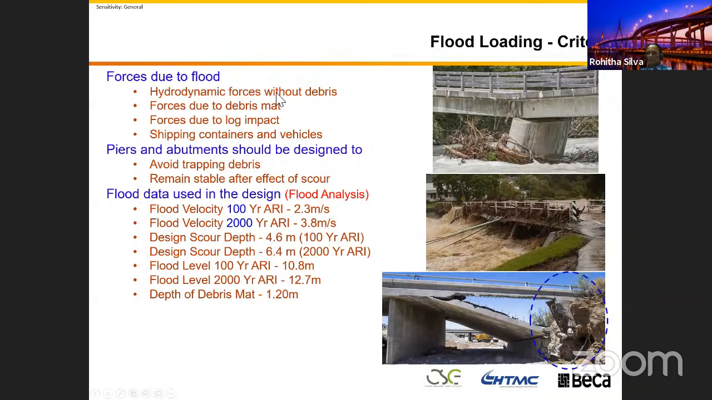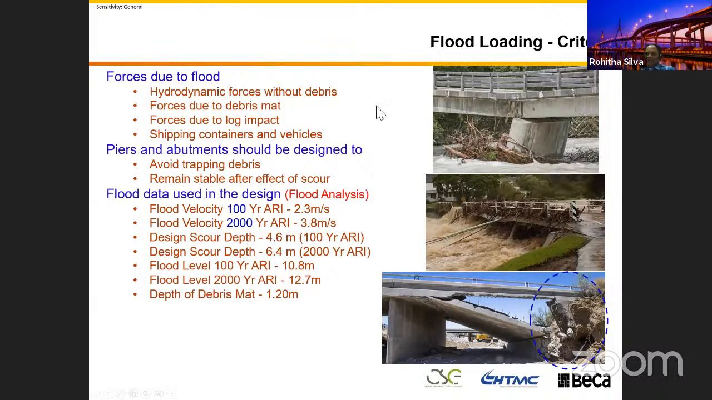You need to take into account these forces, and the ship impact, especially in rivers. I think I discussed this one in the previous session. I'm not going to spend much time in this presentation discussing ship impact on bridges, but I'll focus more on the normal floods.